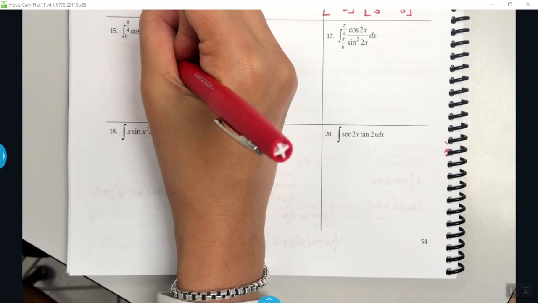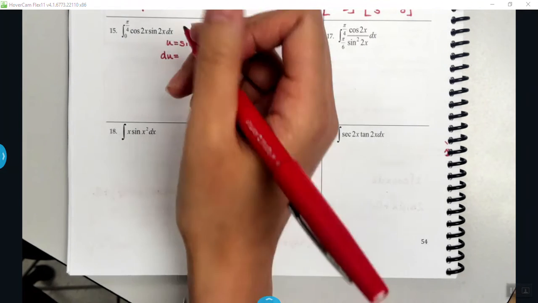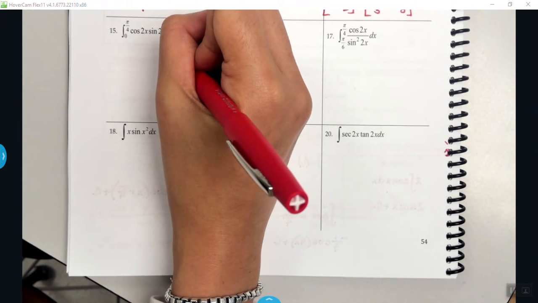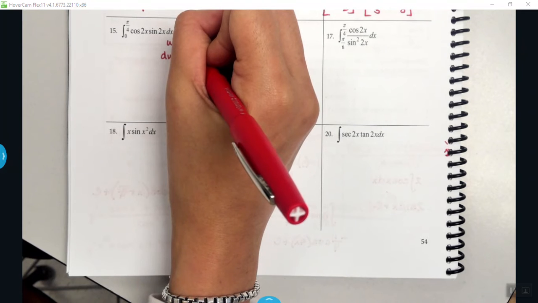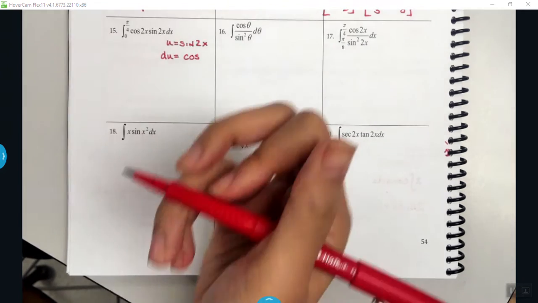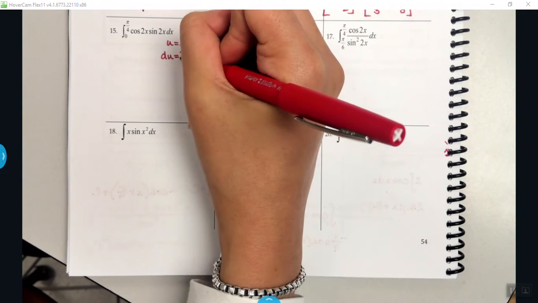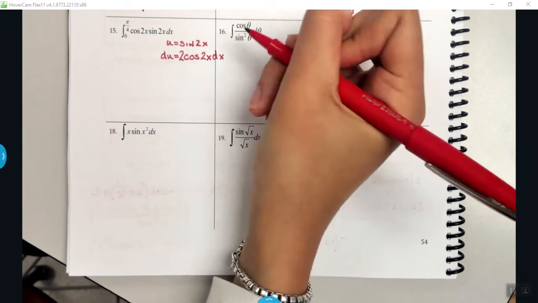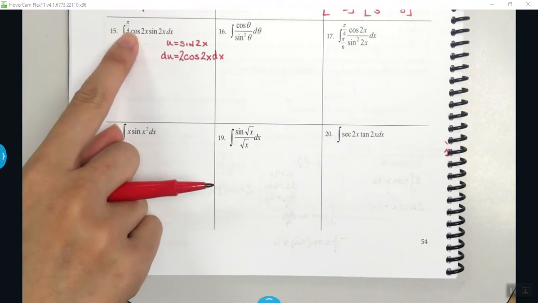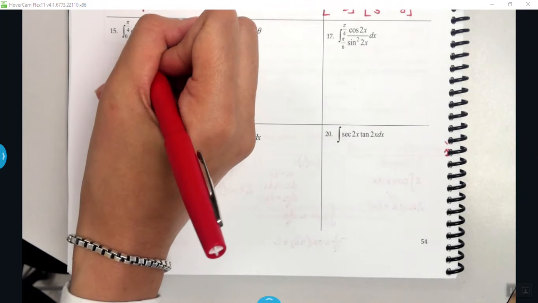So what's my du? What's the derivative of sine? Positive cosine. We're working our way down. So cosine of 2x times 2, right? Do I have cosine 2x somewhere in my problem? Yes. So this 2 can cancel with that one out here, right?